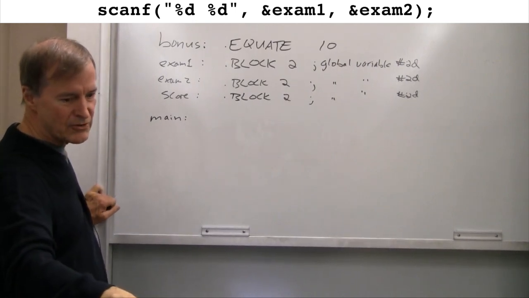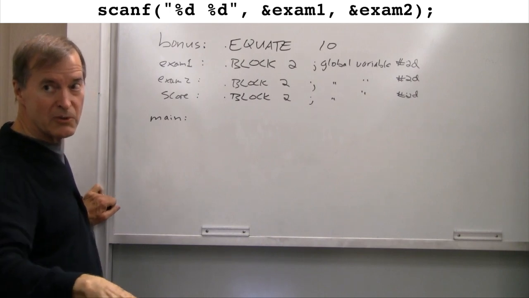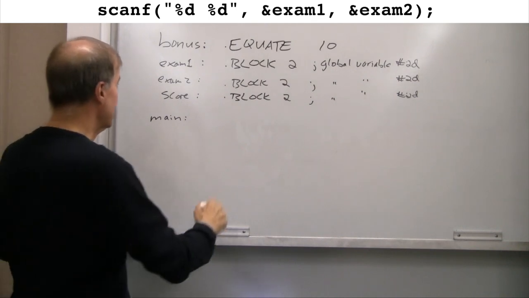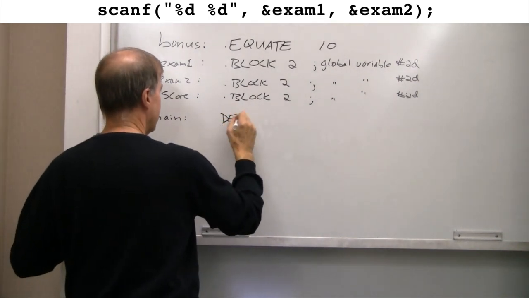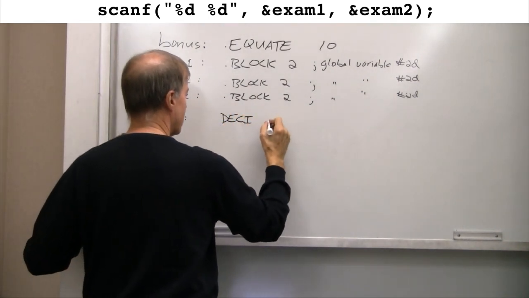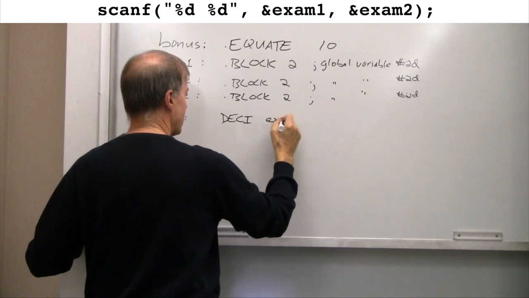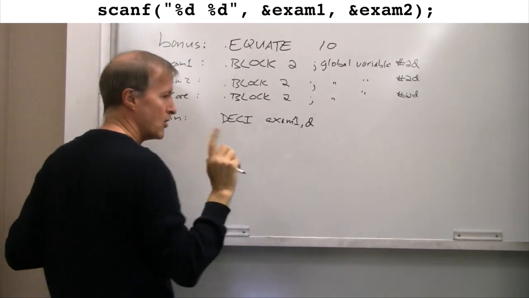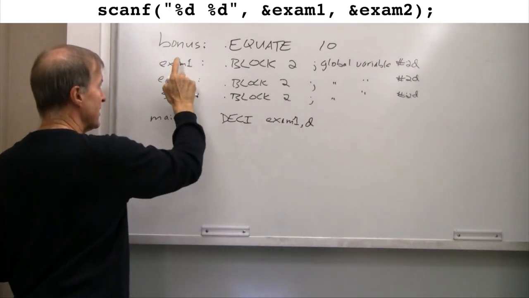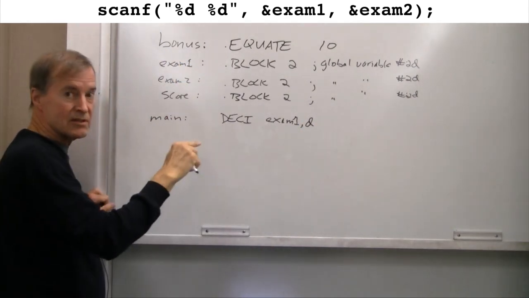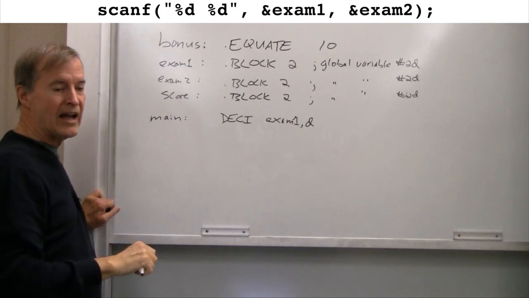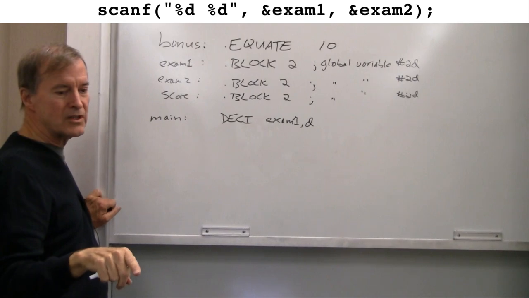It does scanf into what? Exam 1 and exam 2. So how do we scanf into exam 1? DECI. Decimal input into what? Examine an addressing mode? Direct, because it's a global variable at a fixed location in memory, and exam 1 is the address of where it gets the decimal input. Excellent.